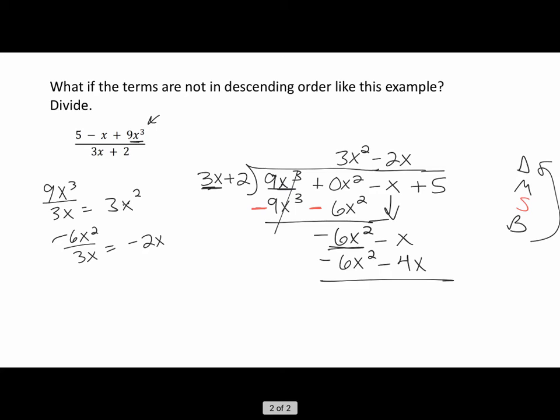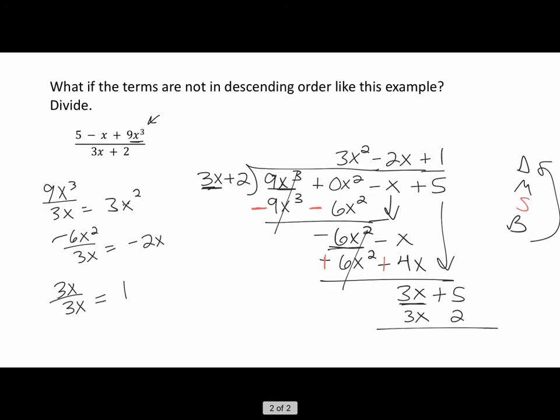Then let's subtract, so change the signs to subtract those terms. That adds to 0. Negative 1 plus 4 is 3x. Bring down our next term, plus 5, and start all over again. How many times does 3x go into 3x? 3 divided by 3 is 1, and so that'll be a positive 1 for our quotient. 1 times 3x is 3x, and 1 times 2 is 2.